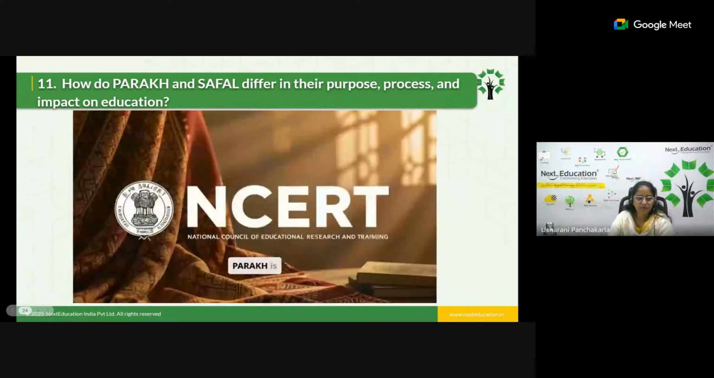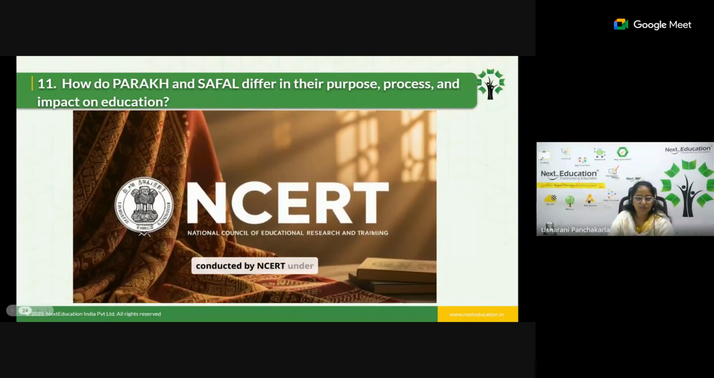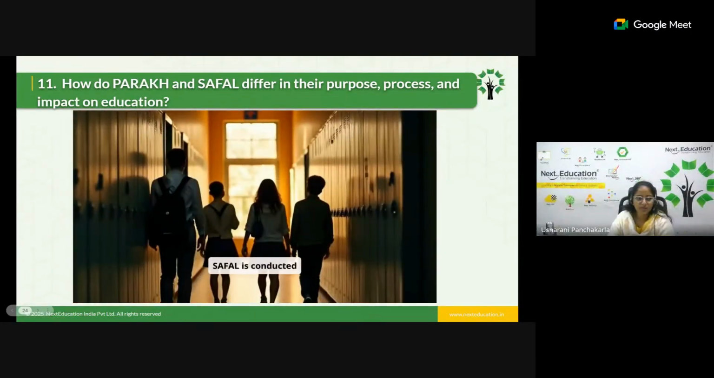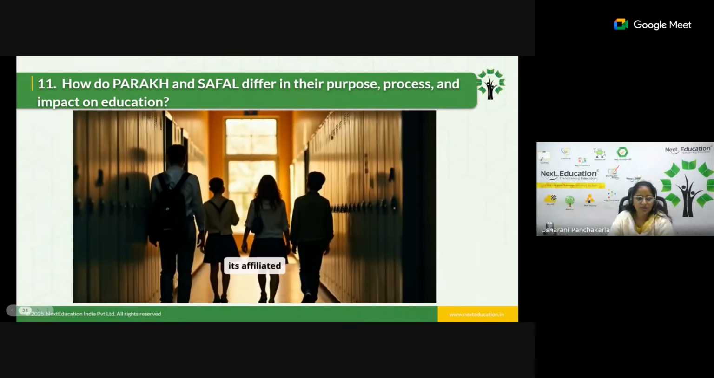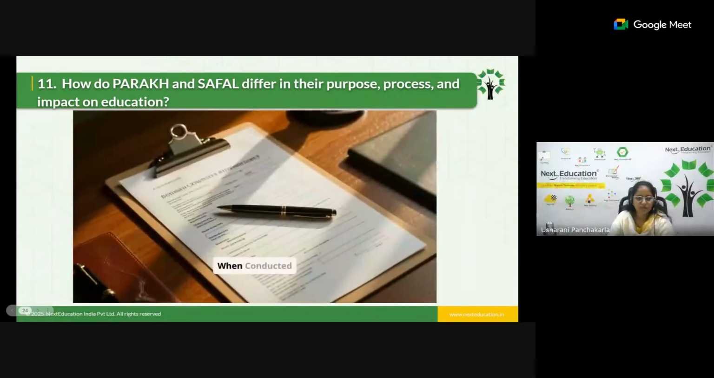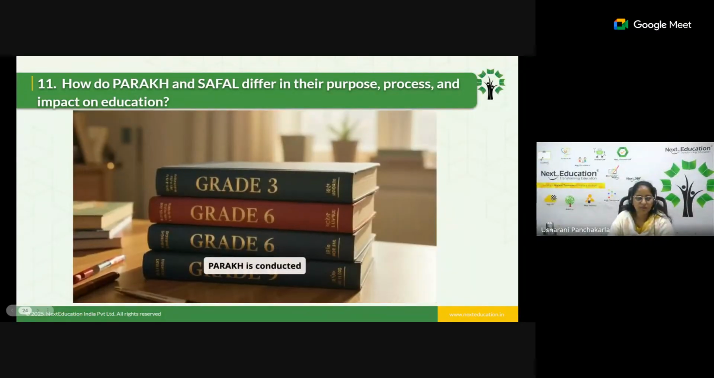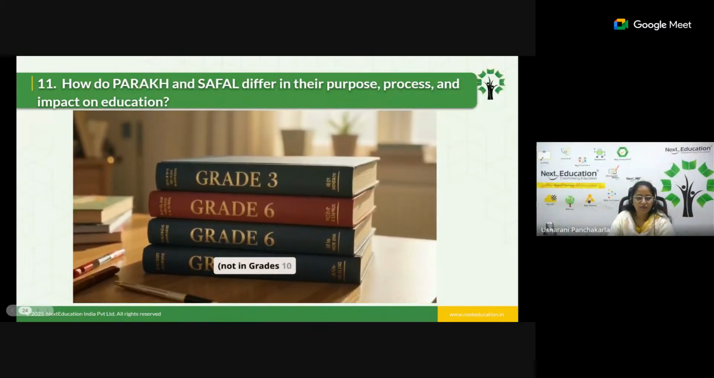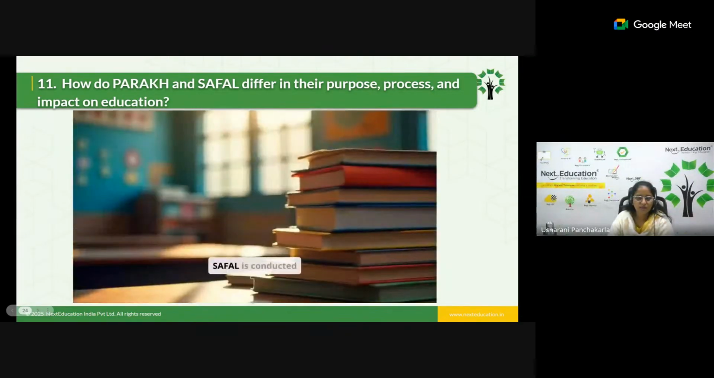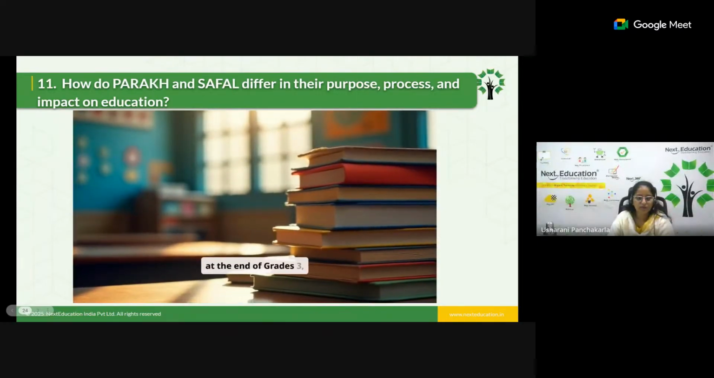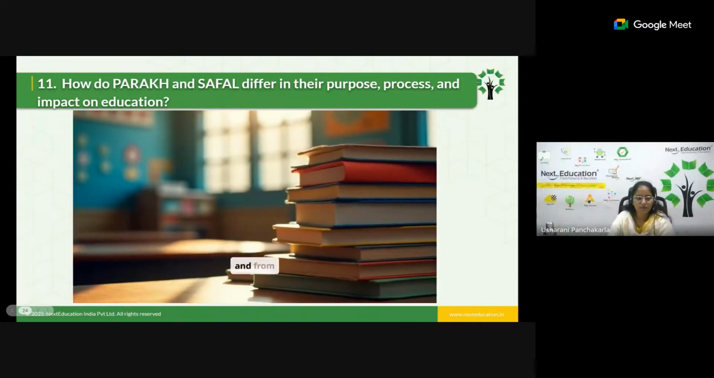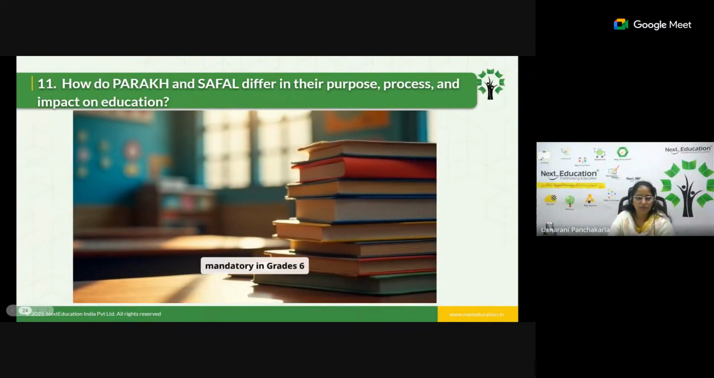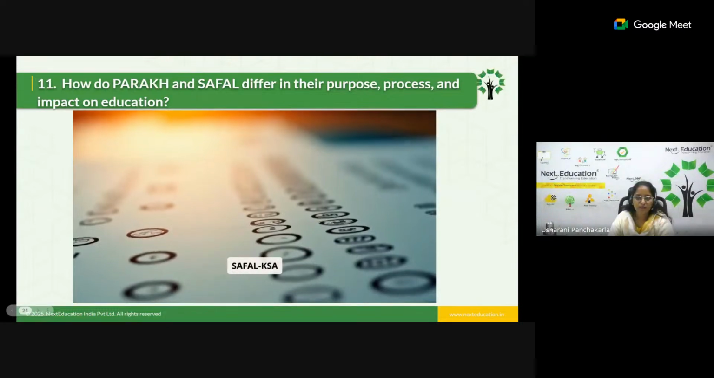Conducted by: PARAKH is conducted by NCERT under the Ministry of Education. SAFAL is conducted by CBSE in its affiliated schools. When conducted: PARAKH is conducted at the end of grades 3, 6, and 9, not in grades 10 or 12. SAFAL is conducted at the end of grades 3, 5, and 8, and from 2025-26, it is mandatory in grades 6 and 9 as SAFAL KSA.